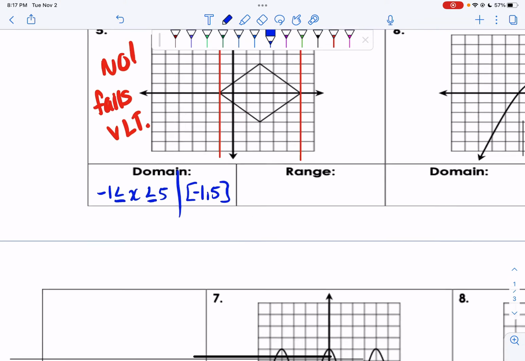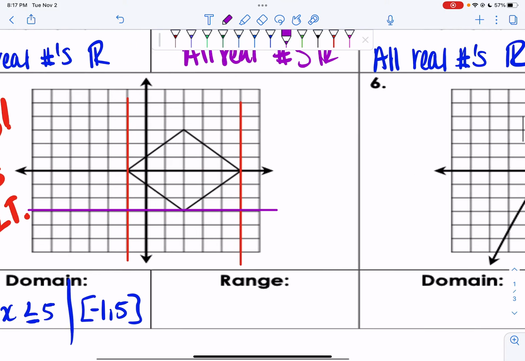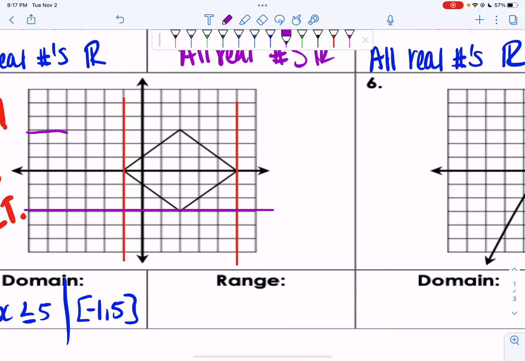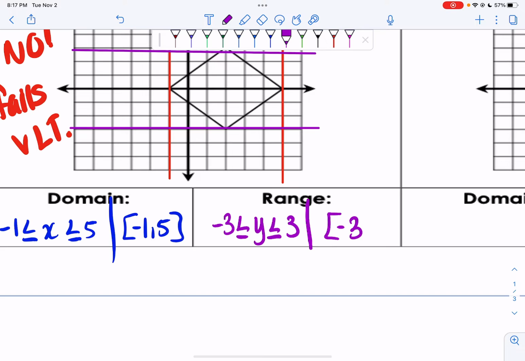Okay. My range, I look to see how low to how high. So if I look, my lowest point is negative 3, and my highest point is 3. So I can say my range is negative 3 less than or equal to y less than or equal to 3, or I can use my interval notation and do negative 3 to 3.